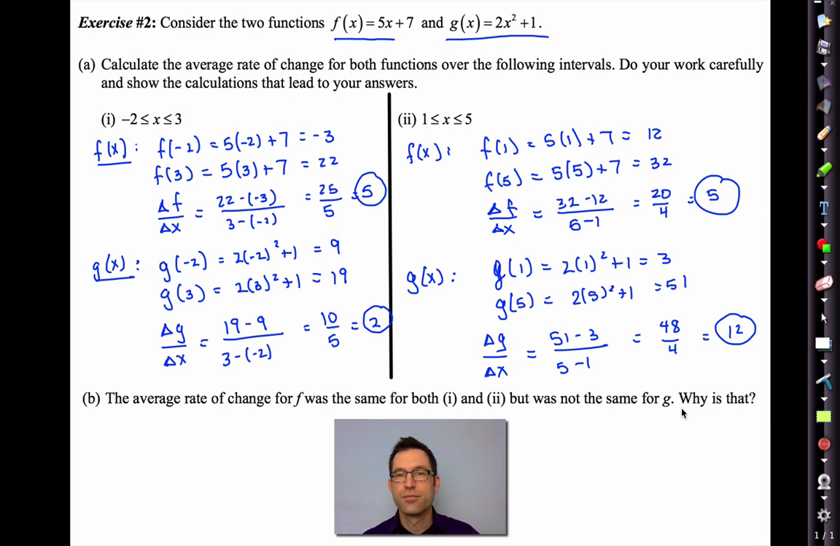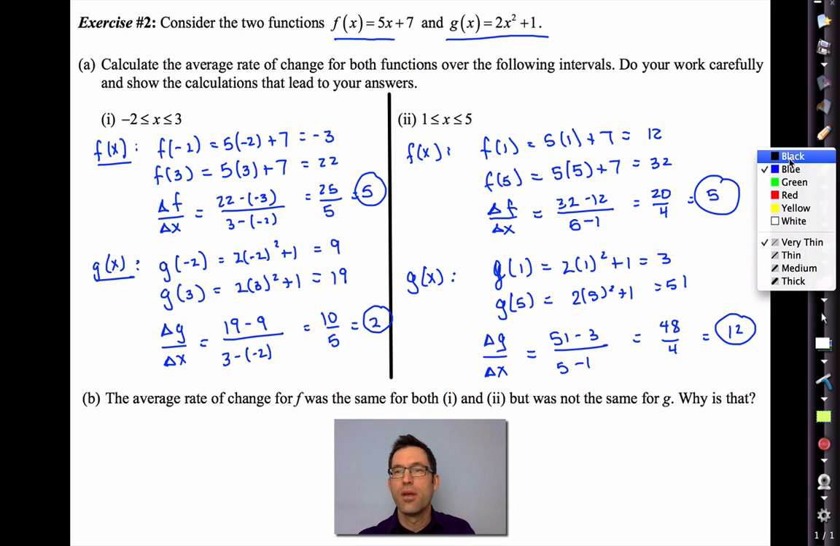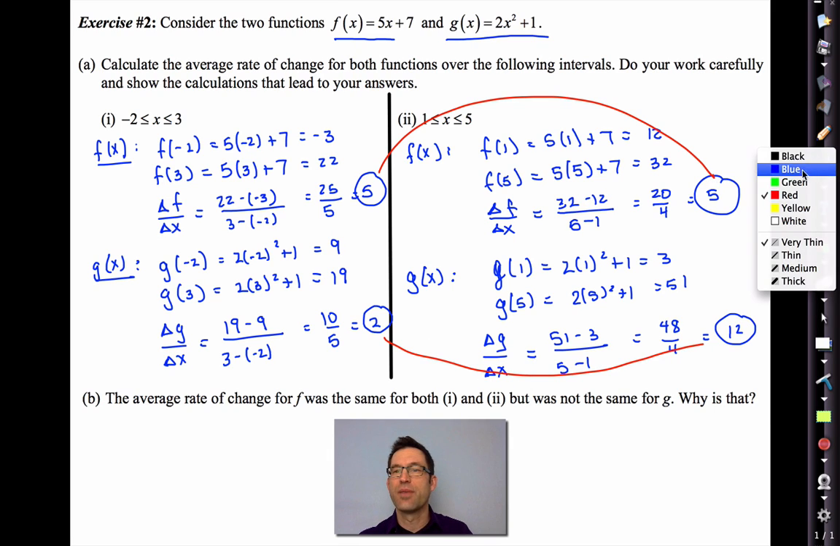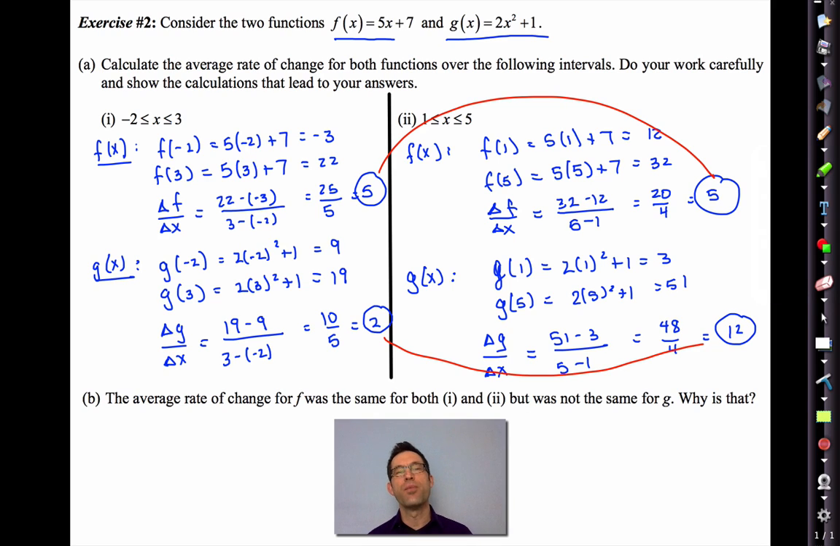Ooh. Letter B asks, the average rate of change for f was the same in both 1 and 2. Take a look at that, right? In both 1 and 2, the average rate of change for f was the same, but it was different for g. Why is that? As a hint, let me just say that I could give you any interval and the average rate of change for f would be 5. So why is that?